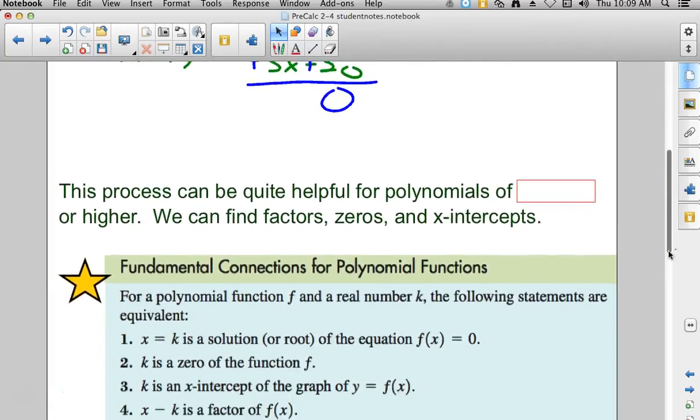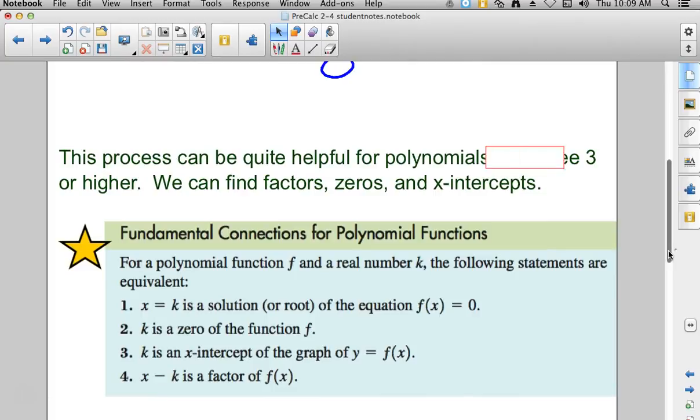So this process is quite helpful for polynomials of degree 3 or higher. It has a lot to do with how many terms we have, but it also has to do with the powers of those terms, whether or not something's going to be easy for us to factor. So we're looking for factors, and we're looking for zeros because graphically we are finding the x-intercepts. So for a polynomial function f and a real number k, the following statements are synonymous.